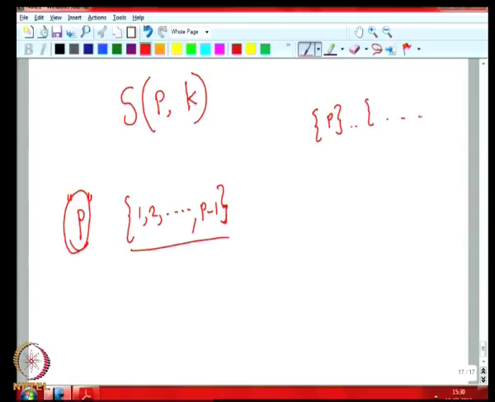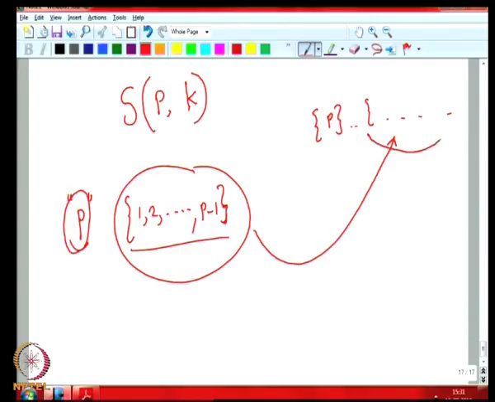K minus 1 different boxes. The question is, in how many ways can we distribute these P minus 1 things into K minus 1 boxes. That will count the special case, namely where P comes as a singleton set.